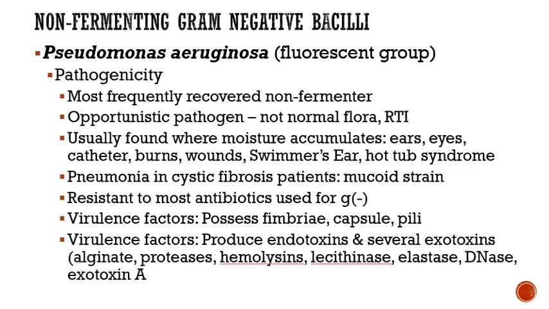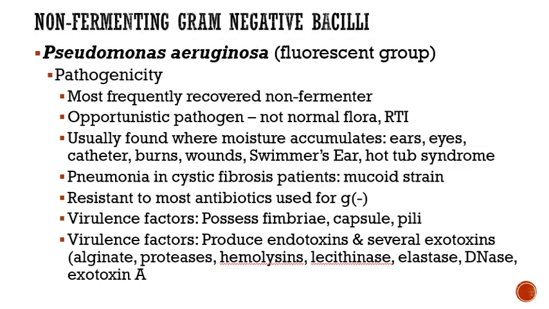Pathogenicity associated with this organism: this one is the most frequently recovered non-fermenter. It is an opportunistic pathogen, and it's the leading cause of nosocomial respiratory tract infection. It's not common as normal flora, and it usually is found where moisture accumulates. So it can be in the ears, eyes, around the catheter, and associated with burns and wounds.